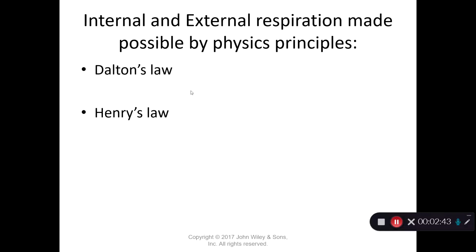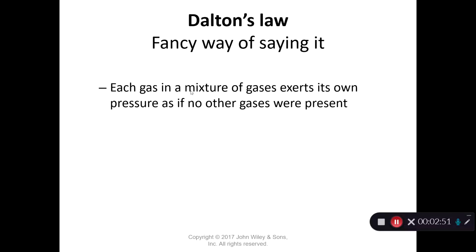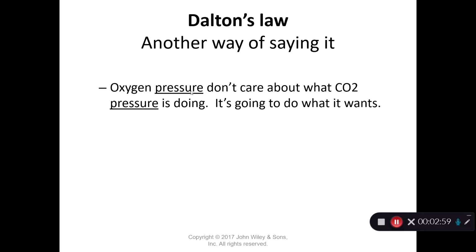There are two governing laws that apply here that make this respiration possible: Dalton's law and Henry's law. The fancy way of saying Dalton's law is that each gas in a mixture of gases exerts its own pressure as if no other gases were present. Another way to say it that I like: oxygen pressure doesn't care what CO2 pressure is doing. It's going to do its own thing.